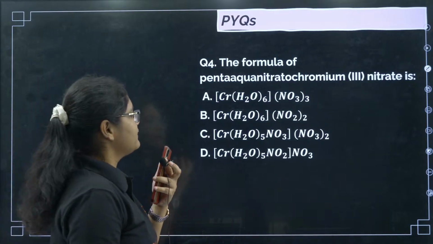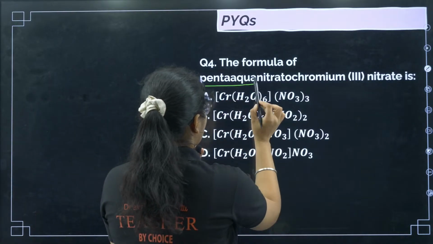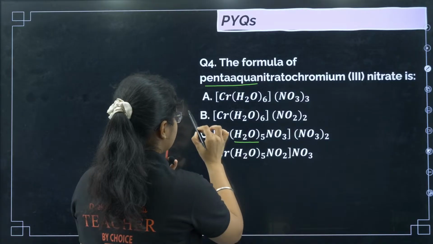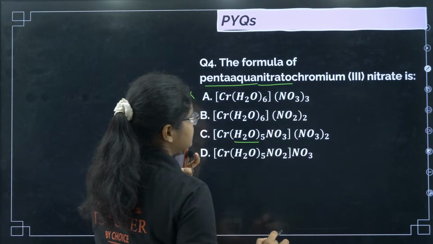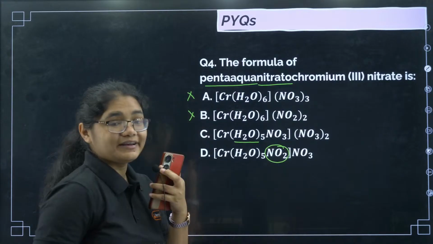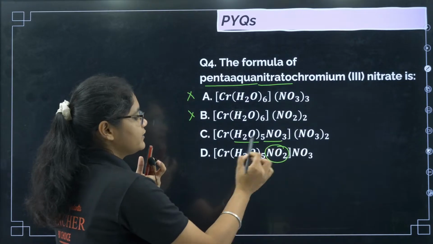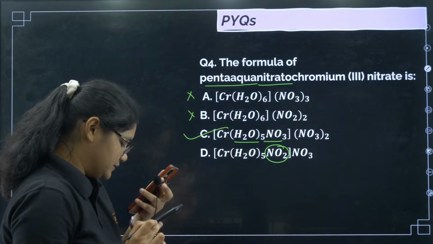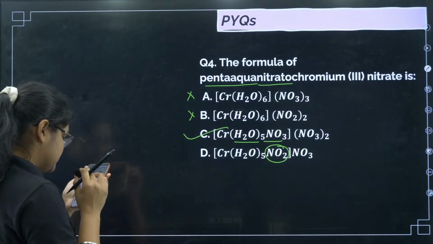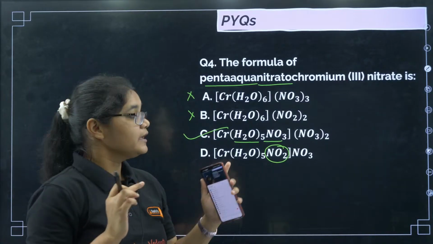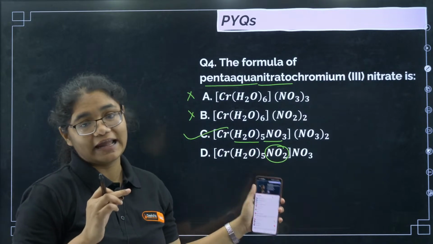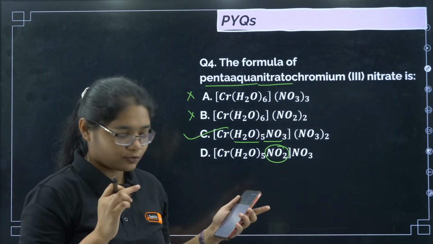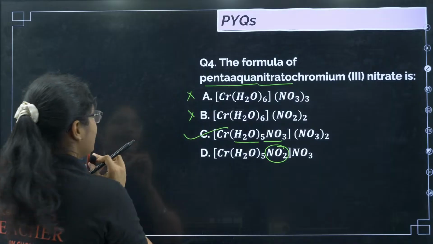First we have pentaaqua, meaning 5 H2O groups should be there. Here there is 6, here there is 6, so we remove those. Then nitrato is there. This is nitrito, and nitrato is NO3, so that is why option C here, not D. Those who are saying D, it is wrong. Nitrato means NO3. If it is NO2, it is nitrito-N or nitrito-O, because it is an ambidentate ligand.